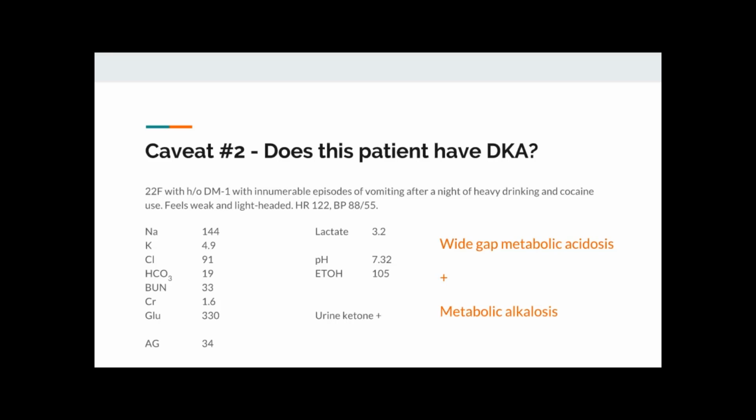So she has a wide gap metabolic acidosis in addition to a metabolic alkalosis from all the vomiting that she's doing, right? So this patient is a ton sicker than it looks from her labs, right? The pH looks fine. The bicarb looks fine. This girl has really bad DKA that is being compensated in a way by the significant amount of vomiting that she has.